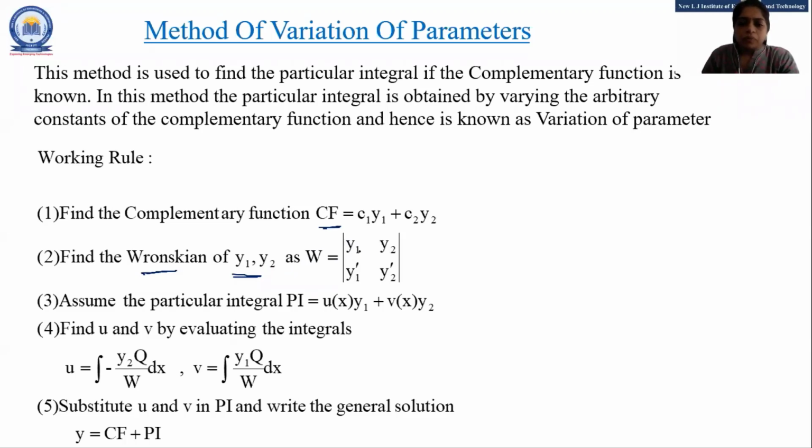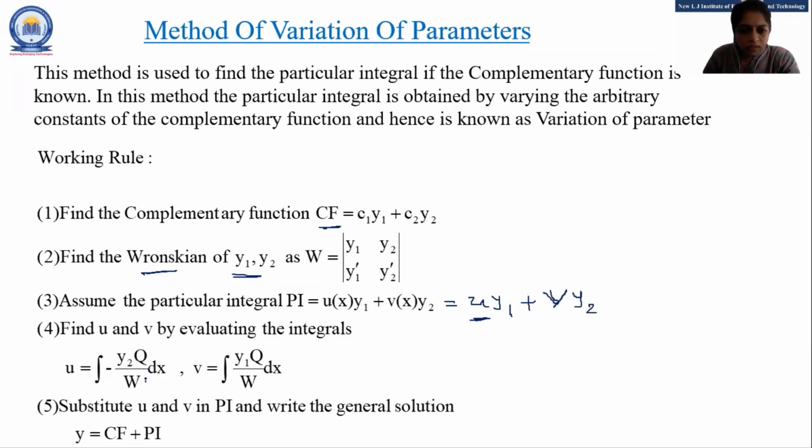And this is the formula. We already did 3 examples for this Wronskian. Now the next step, for the particular integral, this is u of x. The u is a function of x. So u into y1 and v into y2. You may also write that as u y1 plus v y2. Now what is this u? You already know about y1 and y2, but what about u and v? So the formula of u is the integration of minus y2 q upon w into dx.